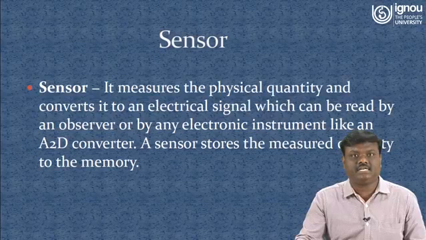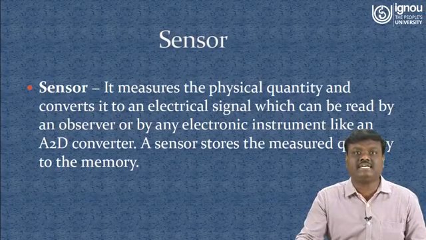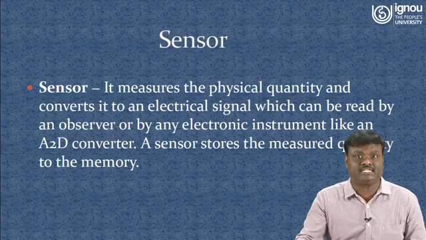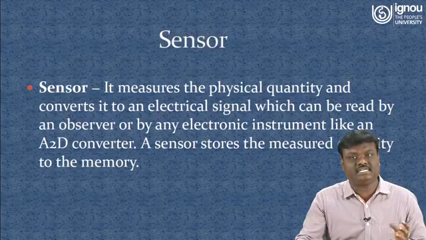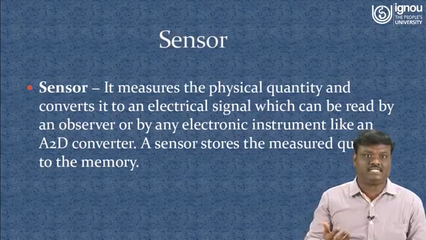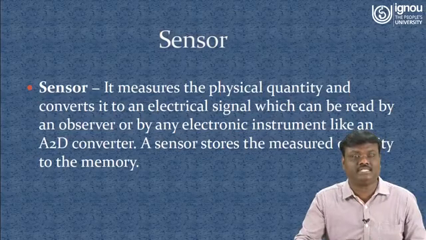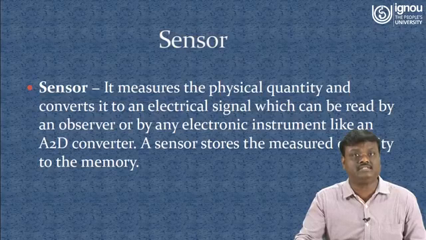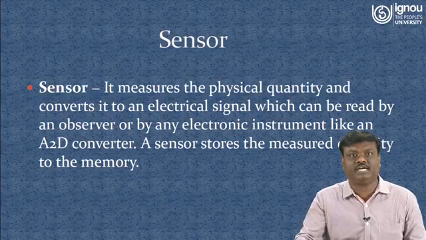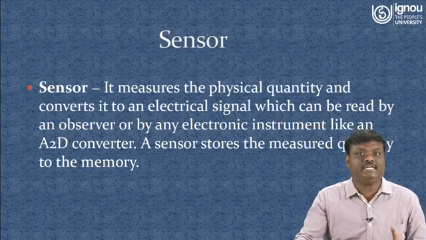First one is the sensor. It is the main essential part where it will be sensing the parameters. So it measures the physical quantity and converts it into an electrical signal which can be read by the observer or by an electronic instrument like the analog to digital converter. So this sensor converts the physical quantity signals into electrical signals, and later on there is a converter, you can see in the diagram, that is the analog to digital. That particular converter converts the electrical signal that is in analog form into a digital form.